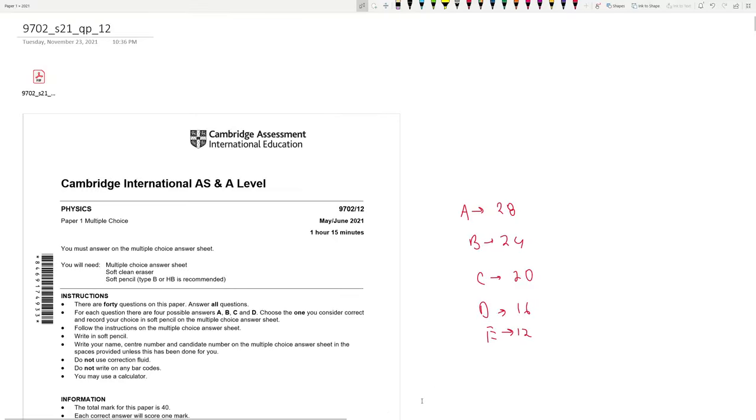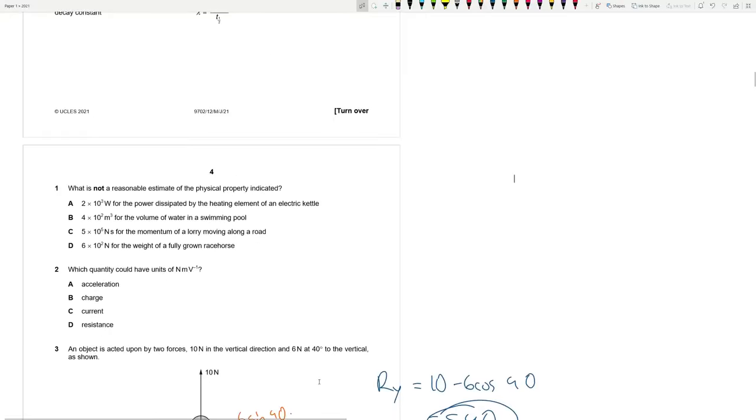Alright, so let's begin with 1. What is not a reasonable estimate of the physical property indicated? 2 times 10 to the power 2 watts, 2000 watts, for power dissipated by a heating element. That looks fine. Basically, your goal here is to find the odd one out. 400 meter cube for the volume of water in a swimming pool, and 50,000 newton seconds. That's fine for a vehicle like a lorry.